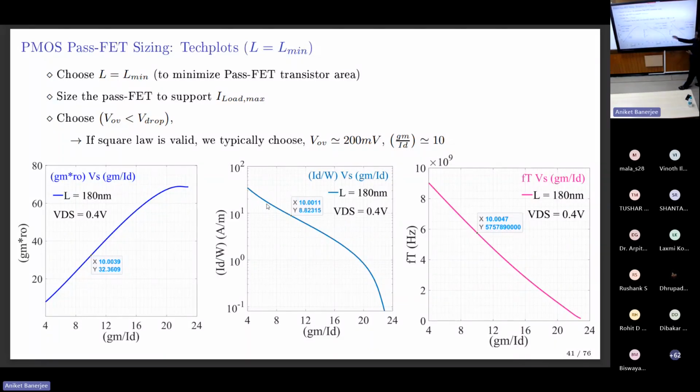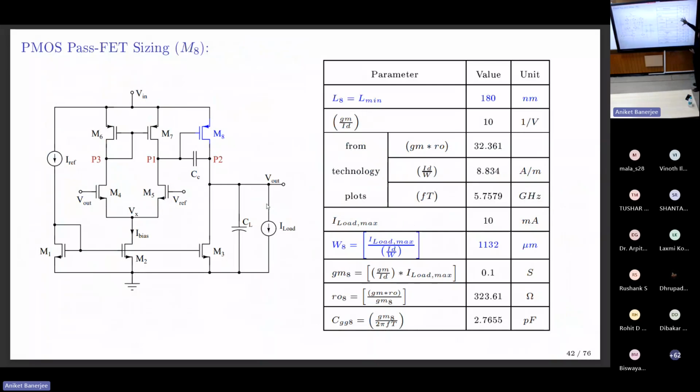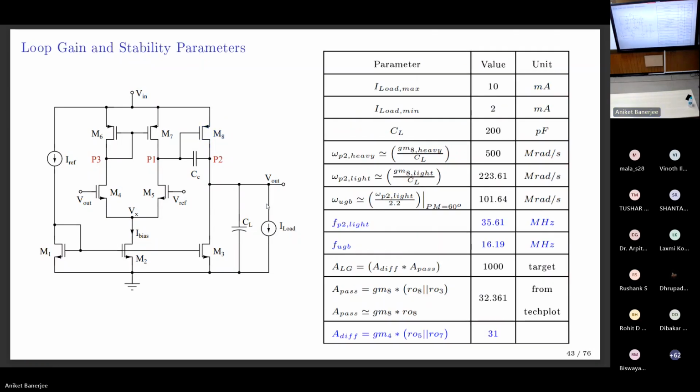So from the tech plot I get all these parameters. This is the load current. Come up with the W of the MOSFET. These are the DC operating points. This step is the same for M8 for any configuration. Second thing, because we want to support fast transient, the worst case conditions and pole-zero expressions change, everything changes. So this summarizes the stability parameters.